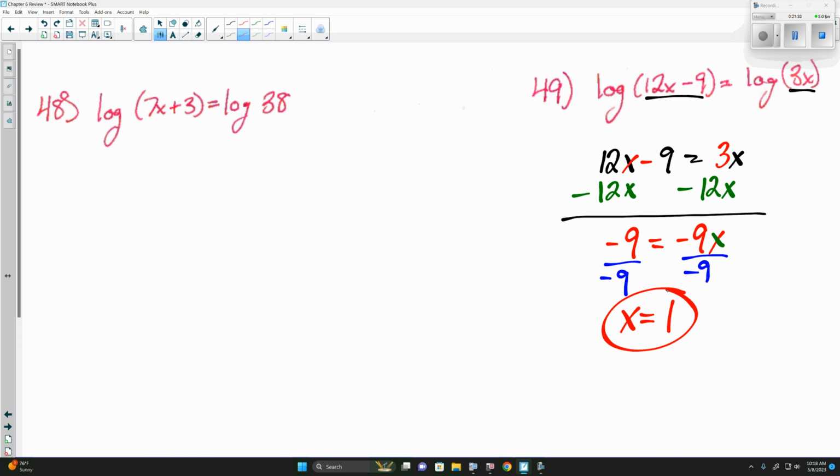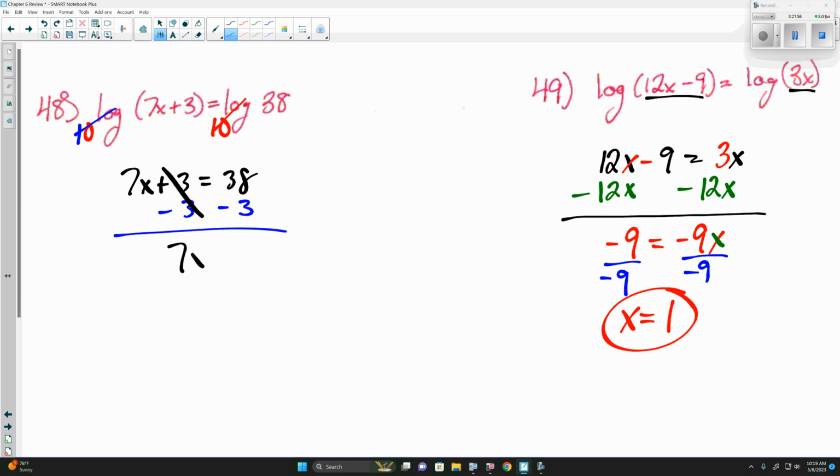If the logs are the same, we could think of it as putting both sides to the base, because both of the logs are base 10, so we can put both to the base 10. So these would cancel, telling us that 7x plus 3 is equal to 38. We can minus 3 from both sides. These would cancel. 7x is equal to 35. Divide both sides by 7, telling us x is equal to 5. Now, the main reason this works for both of them is that we only have two logs. We don't have anything else, and they're on opposite sides of the equal sign.